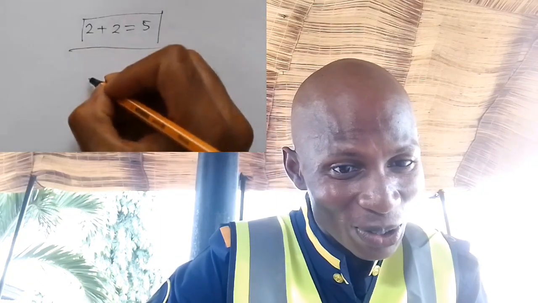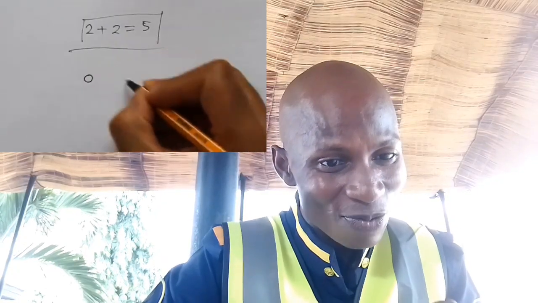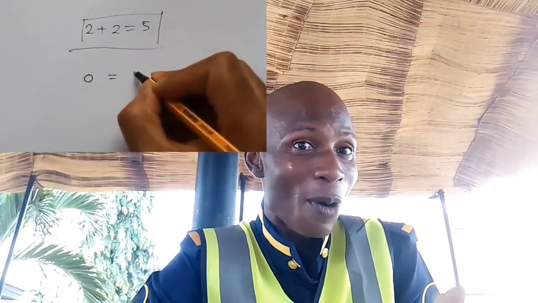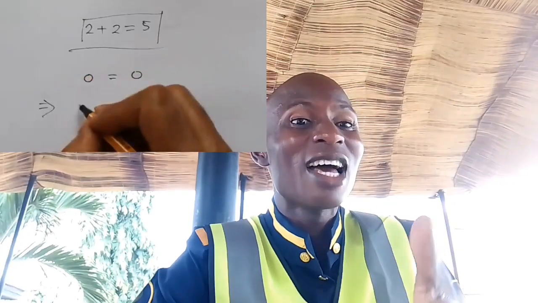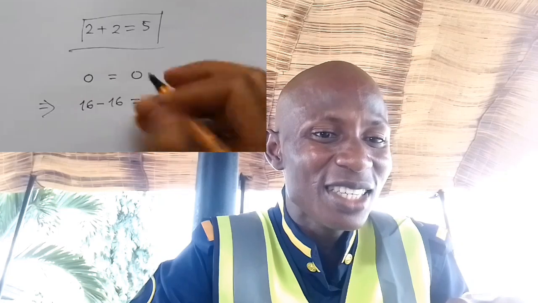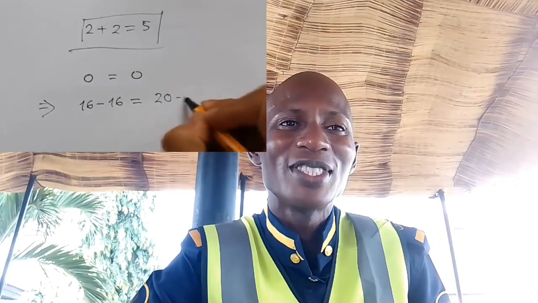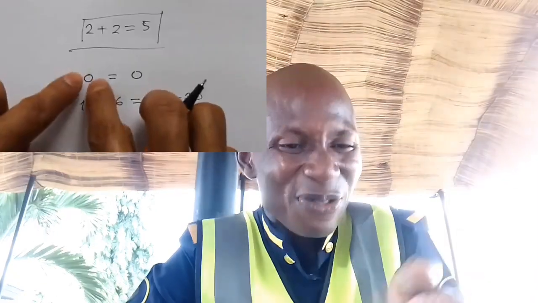You say 0 equal to 0. To prove 2 plus 2 equals 5, I'm considering the left-hand side 16 minus 20, and the right-hand side 20 minus 20 is 0 and 16 minus 16 is 0. I can rewrite this as 16 minus 20 equals 16 minus 20. Look here, they are different. You can't say that 16 minus 60 is different, only there.